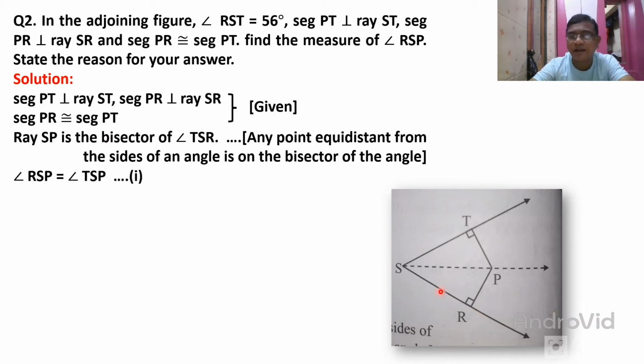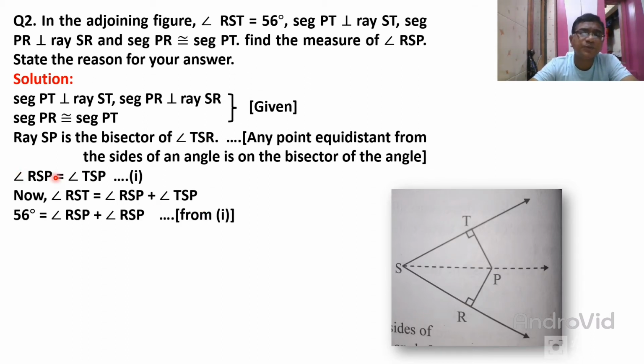So angle RSP is equal to angle TSP. It is the angle bisector. So whatever the angle RSP is, that is the angle TSP. So they are equal. How is angle RST made? See, R, S and T. This RST is made of angle RSP plus angle TSP. So here is written angle RST is equal to angle RSP plus angle TSP.